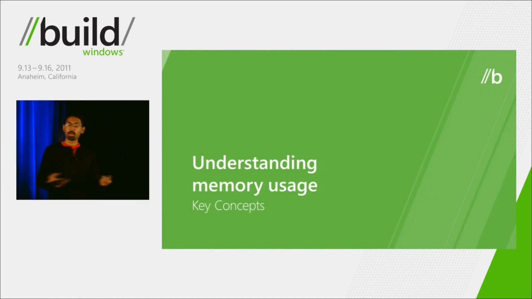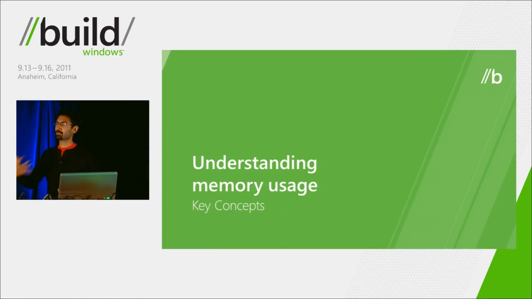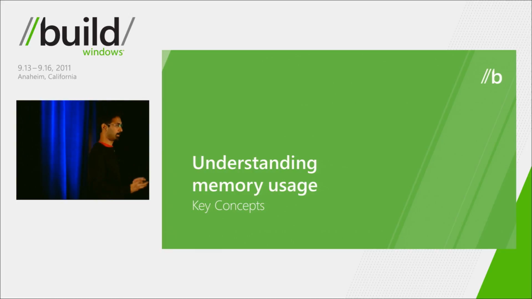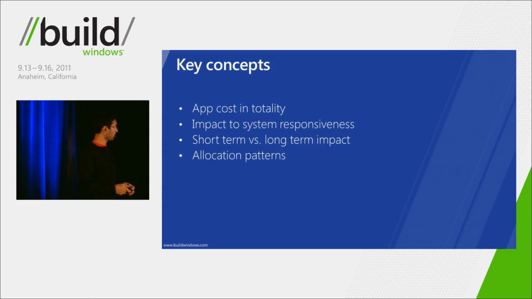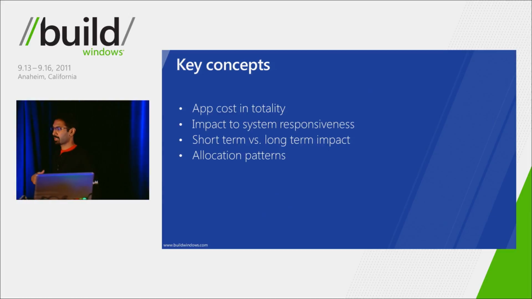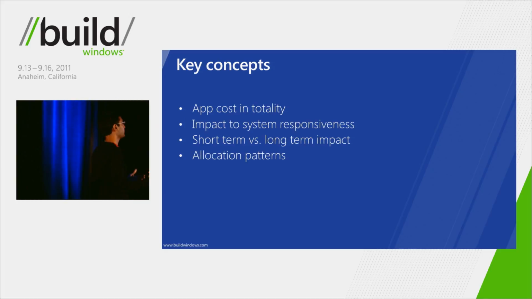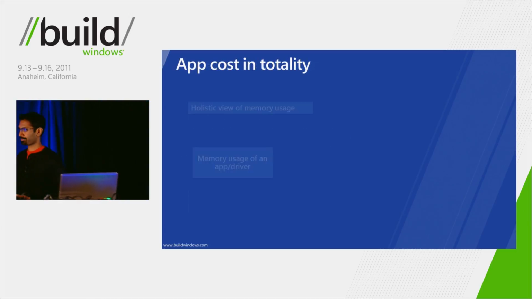So we've learned a lot of things throughout the course of Windows 8. And we're picking a few key concepts which we've learned and applied while building Windows 8 so that you as developers can use that to optimize memory usage. We're going to talk about understanding your cost in terms of memory in totality, how that impacts system responsiveness, your impact over time, which is your short-term and your long-term impact, and things to think about in terms of allocation patterns. So first, let's talk about your application costs in totality.